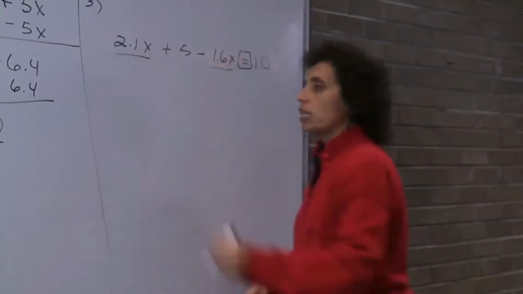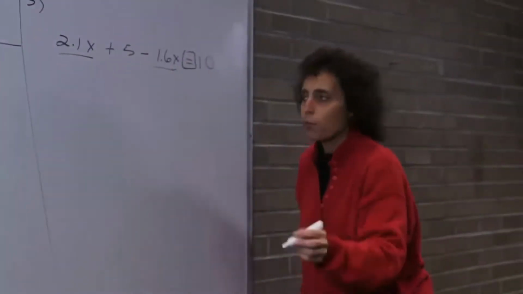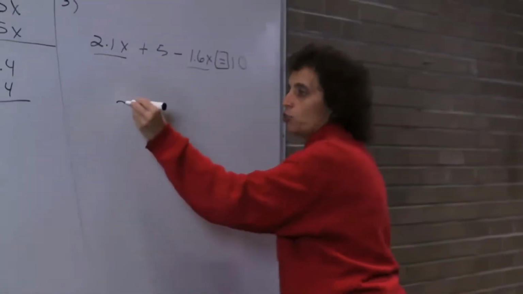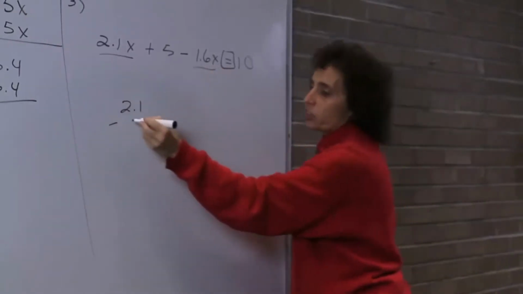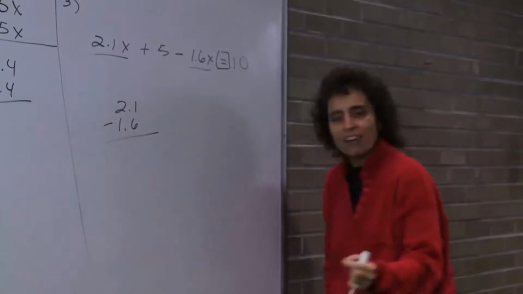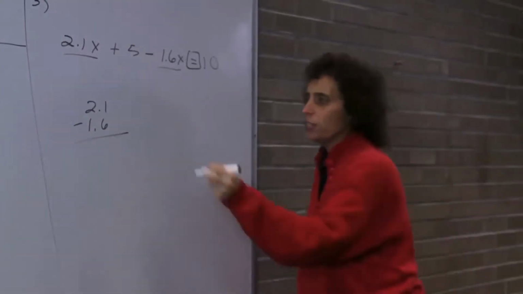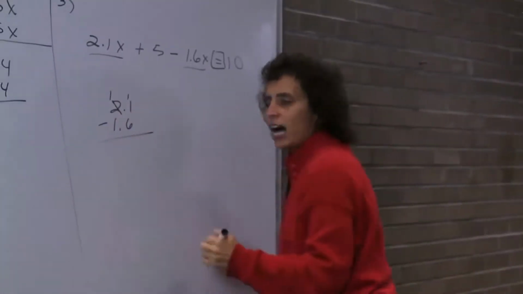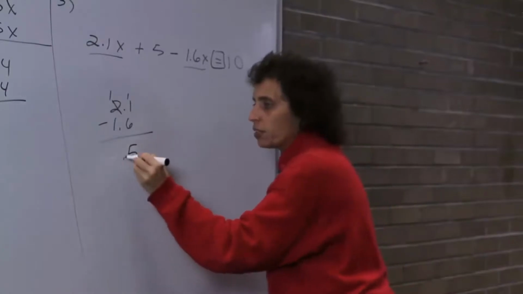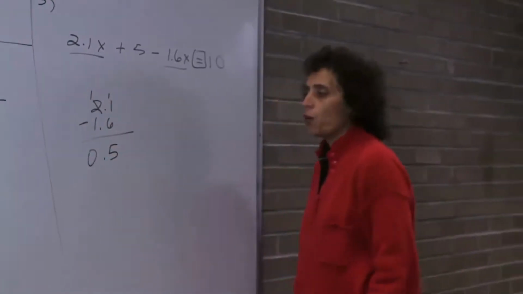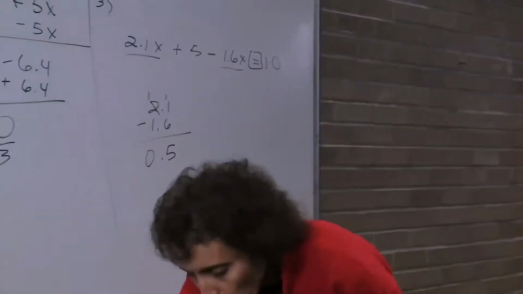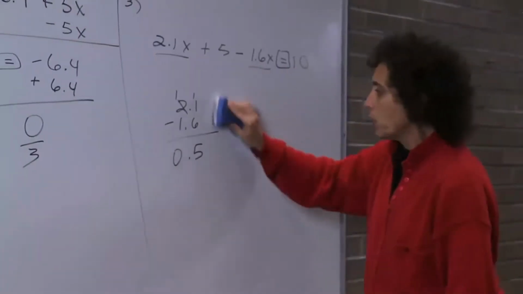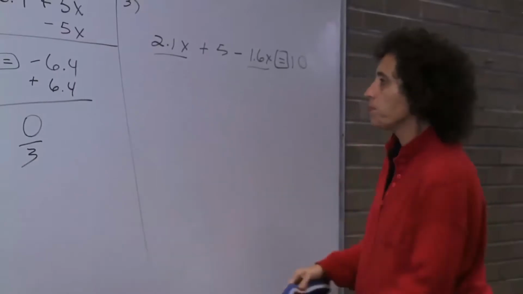This and this are like terms that both have variable factors x. I have 2.1, and I owe you 1.6. So I'm going to subtract. I know I have more than I owe, so it's going to be a positive. So we're going to do a little borrowing here. 11 minus 6 is 5. That's 0. So it's 0.5x because there's an x there. Okay, 0.5x. So here we go. I just needed that room.